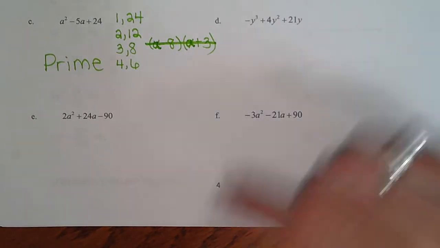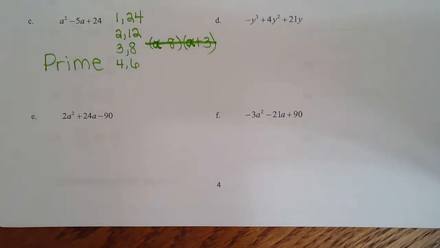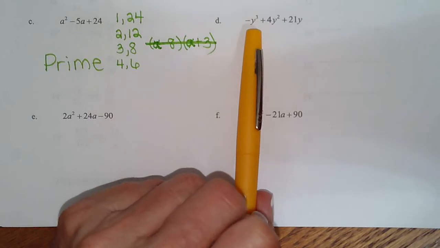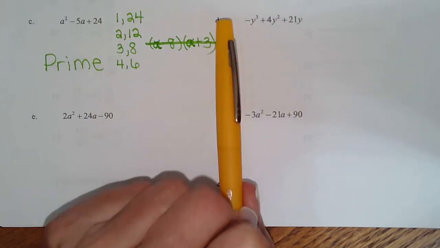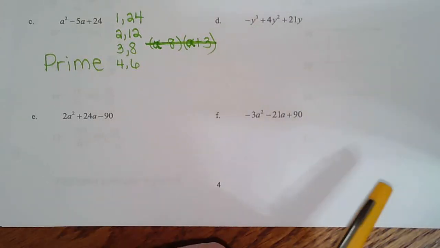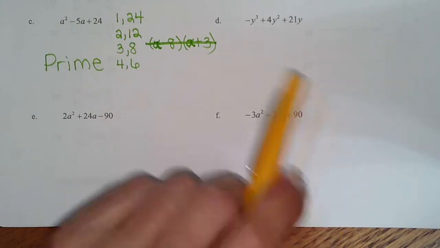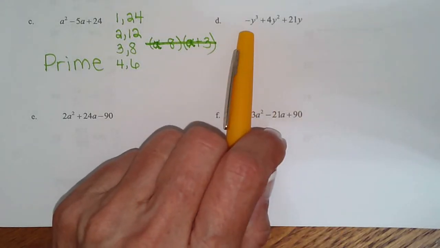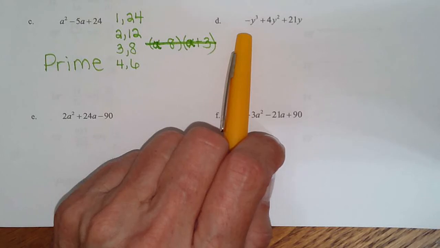Okay, next we have a polynomial that has two things wrong with it. One is it's a cubed. We've never learned how to do cubes. And two, it has a negative out in front. So that tells me, hey, check for a GCF. We don't know how to do polynomials with a negative in front.